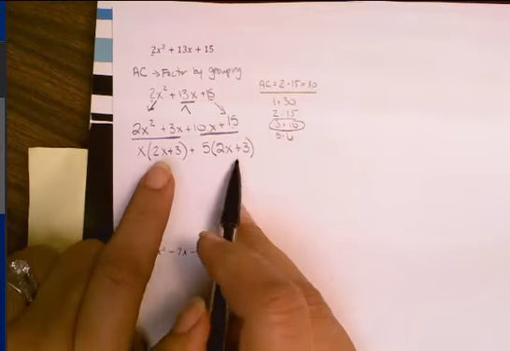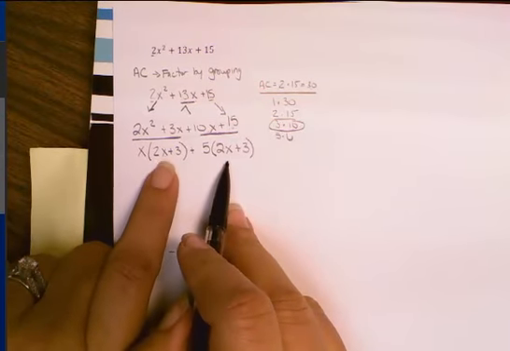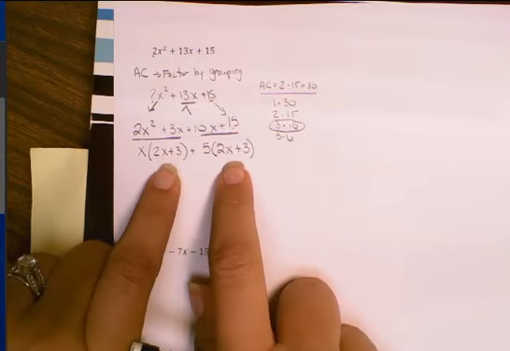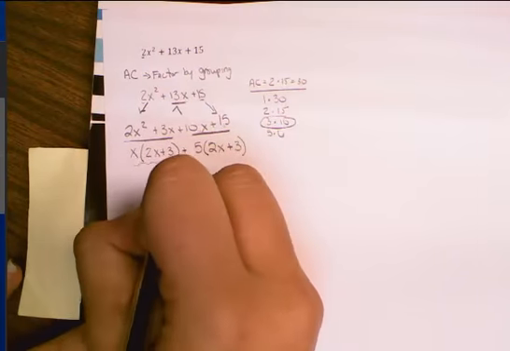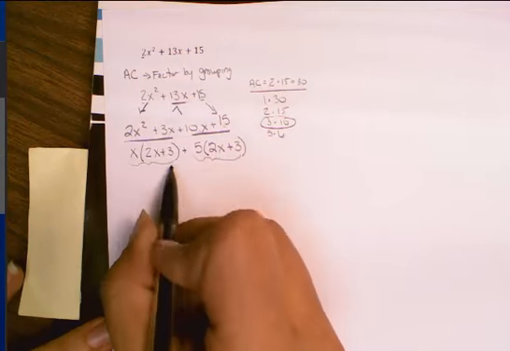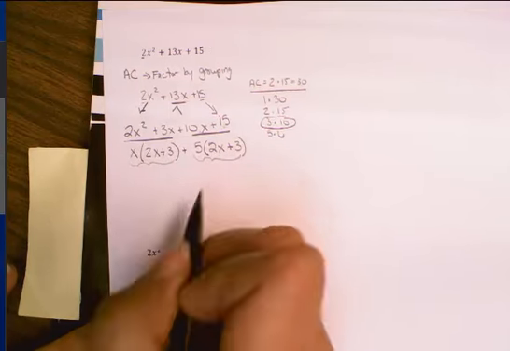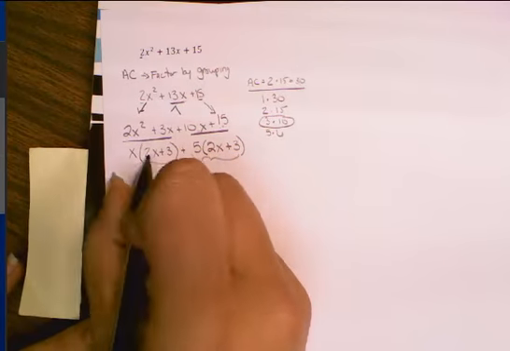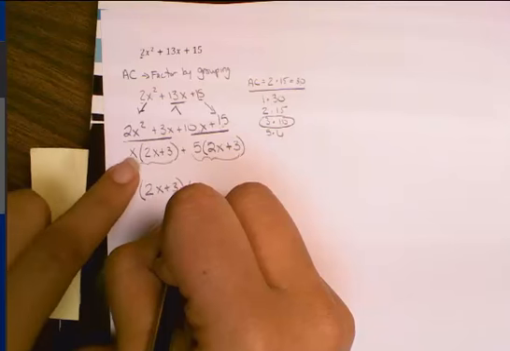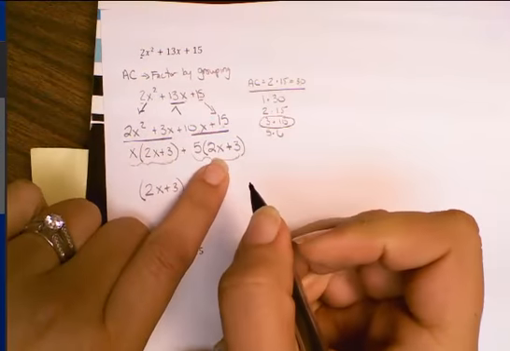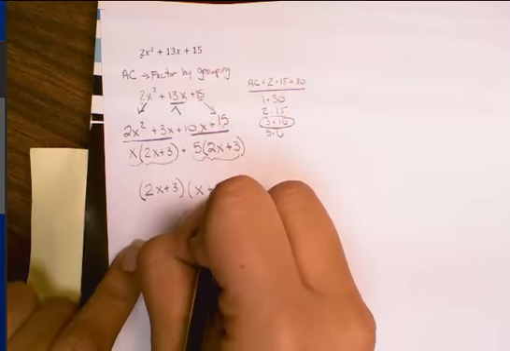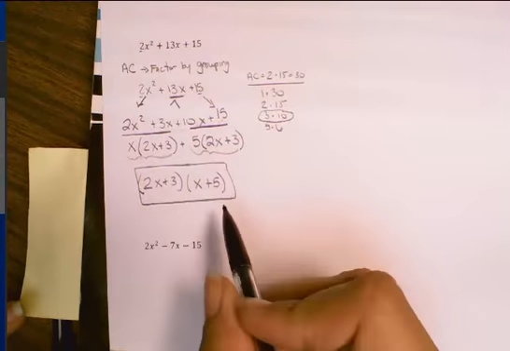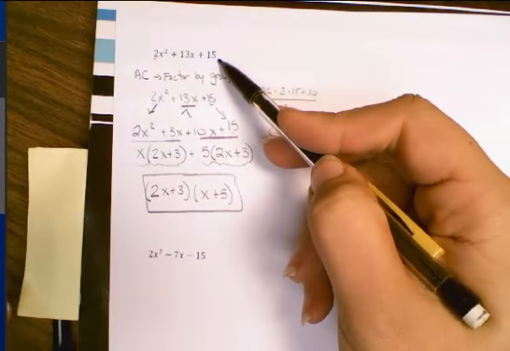So now notice with this right here, we have a 2x plus 3 and a 2x plus 3 in each of these terms, because this is one term, this is the second term. So since they both have a 2x plus 3, I can factor it out. So 2x plus 3, if I factor that out of the first term, that leaves me with x. If I factor it out of the second term, that just leaves me with 5. So this right here is the factored form of this problem up here.